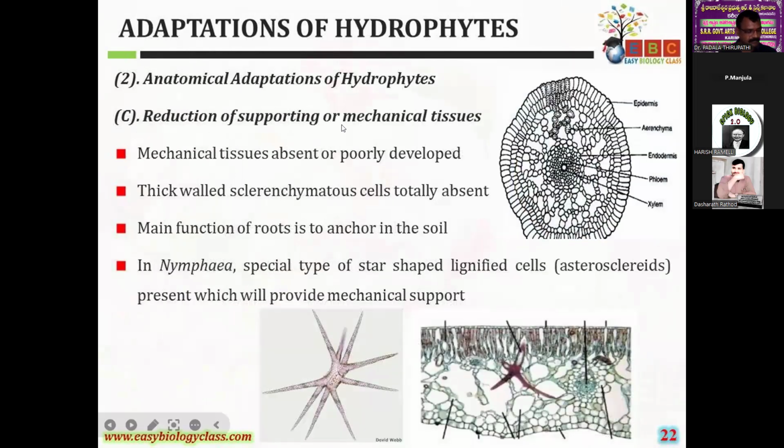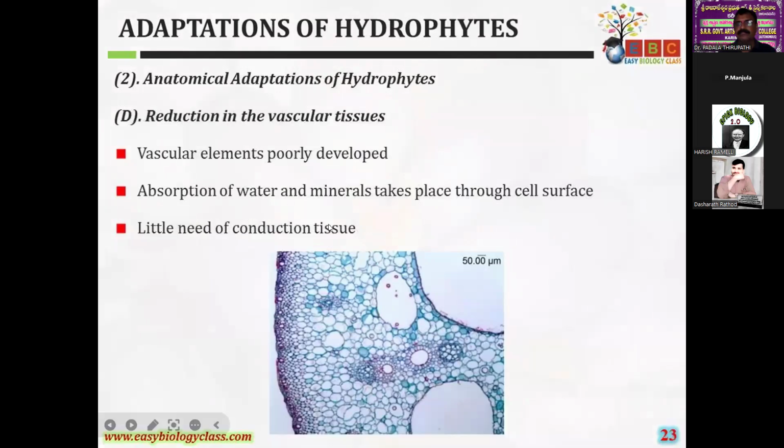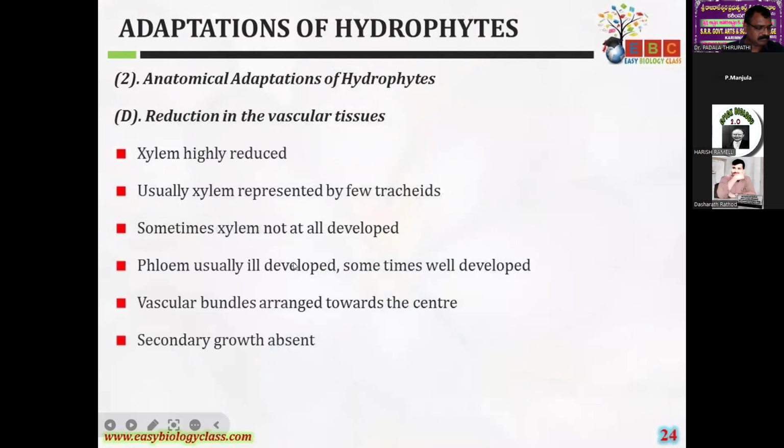Next one is the reduction of the supporting or mechanical tissue. Mechanical tissue is absent or poorly developed, and thick-walled sclerenchymatous cells are totally absent. The main function of the roots here is to anchor in the soil. In Nymphaea, there are special asterosclerites present. The main function is to provide mechanical support. Next, the vascular tissues are also poorly developed if present. They are represented by the tracheids, and secondary growth is also absent.